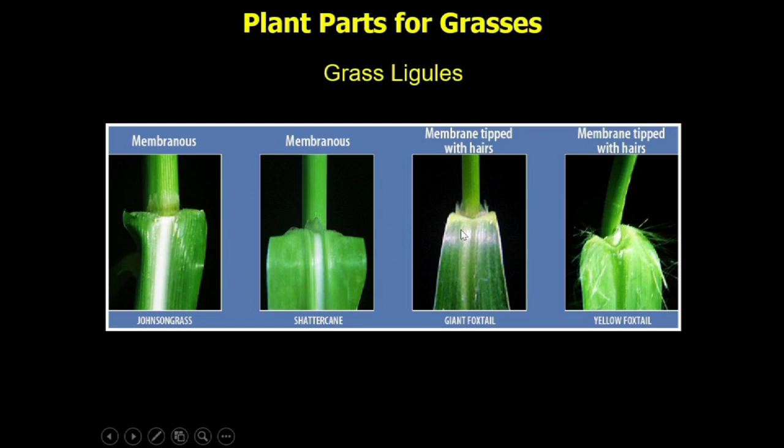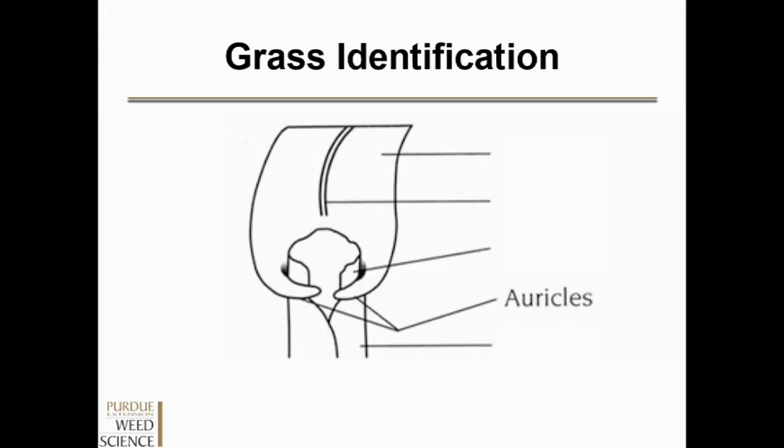If we look at another species, we have two foxtails here, giant and yellow foxtail. They have what we would call a membrane tipped with hairs. So it's still that membranous, translucent type structure, but we'll have some small fine hairs on top of that membrane that can be a little difficult to detect unless you get really good at looking at these weeds, and you'll be able to tell that yes, there are indeed some hairs on top of that membranous type ligule. These are some of the things that we look at for identifying grasses.